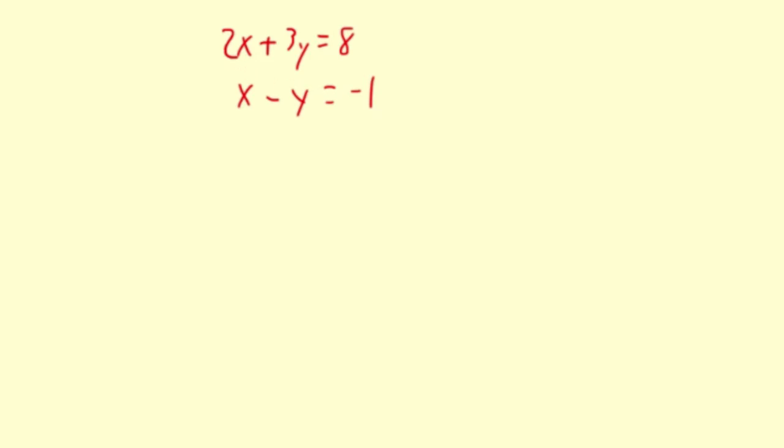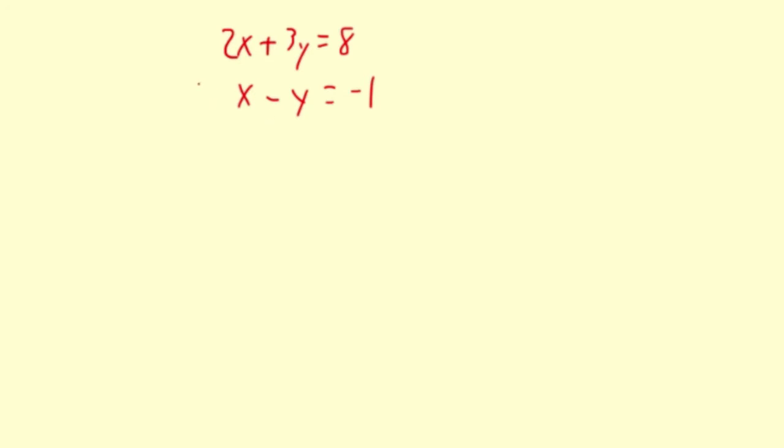So for example, let's look at these two equations. There's 2x plus 3y equals 8, x minus y equals negative 1. And I want to eliminate either the x or the y. So how could I do that? Well, I could take the second equation, multiply by negative 2, and then I could eliminate the x's because it would be 2x and minus 2x. Or I could multiply the second equation by 3, because then it would be 3y minus 3y, and that would eliminate the y's. Either way works.